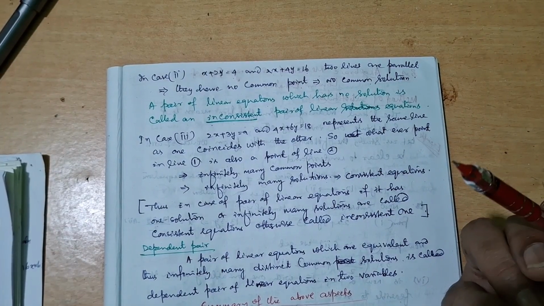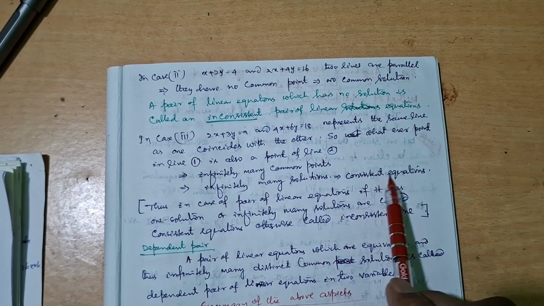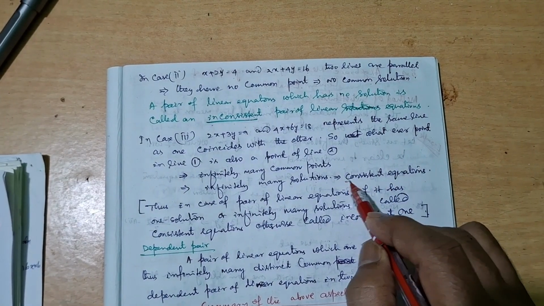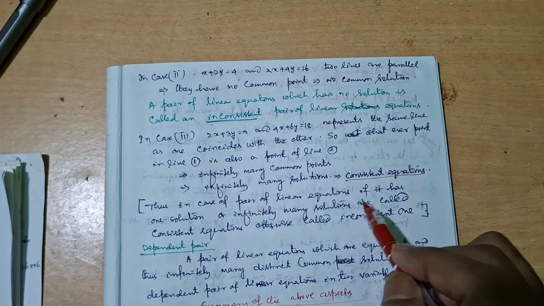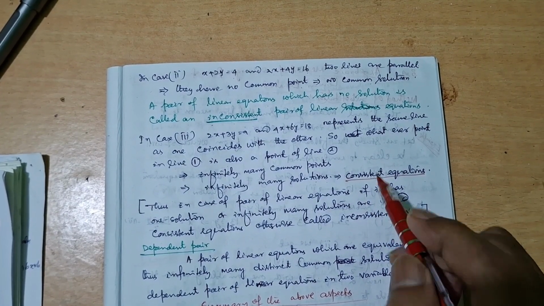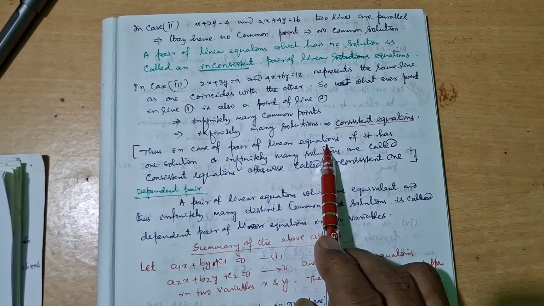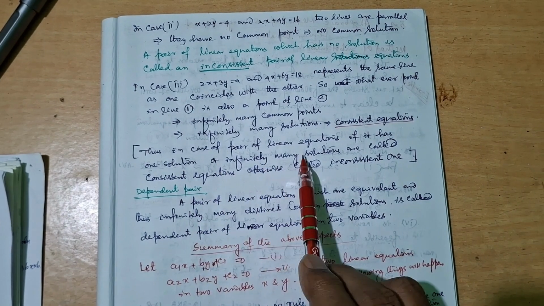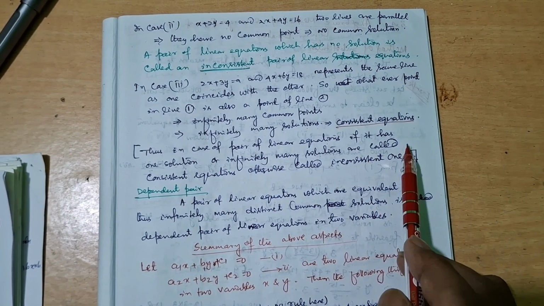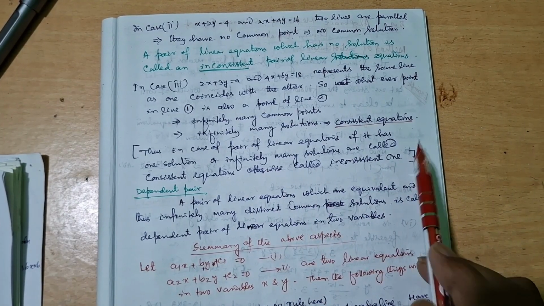Common points mean solutions, as I have told earlier. So infinitely many solutions means a consistent pair of equations. It is also consistent. Even though it has infinitely many solutions, it has a solution, so the word consistent is used here. Thus, in the case of a pair of linear equations, if it has one solution or infinitely many solutions, it is called consistent, otherwise it is called inconsistent.